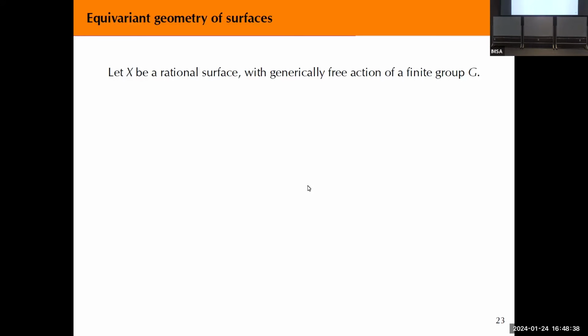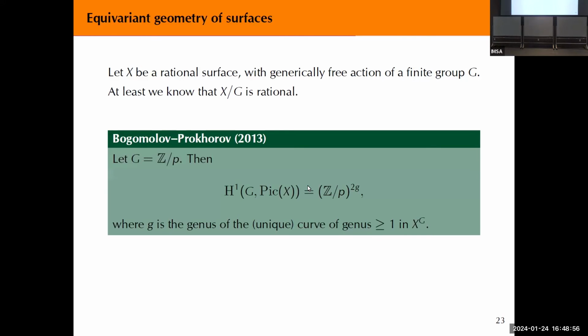All right, so let's look at this in the simplest case, namely rational surfaces. At least we know that the quotient by a finite group is going to be rational, since every unirational surface is rational over an algebraically closed field. And Bogomolov and Prokhorov computed H1 GP car for actions of cyclic groups Z mod P, where P is a prime. All you need to know is: is there a curve of genus at least one in the fixed locus? If there is one, it is unique. And the H1 GP car is going to be Z mod P to the 2G, where G is the genus of that curve.